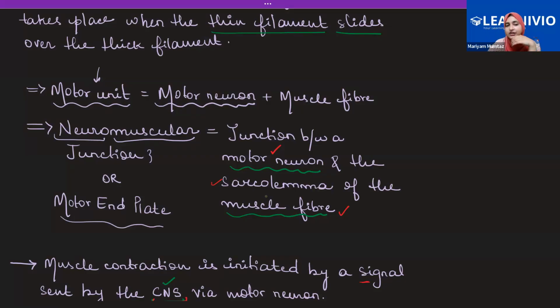Another thing is neuromuscular junction. The junction between the motor neuron and the sarcolemma of the muscle fiber. What is sarcolemma, students? Do you remember? What is sarcolemma? Ma'am, it's the cell membrane around the skeletal muscle fiber. Yes, very good. The plasma membrane of the muscle fiber is the sarcolemma. That's just the other name. The meaning is the same. So that junction is called a neuromuscular junction or motor end plate.